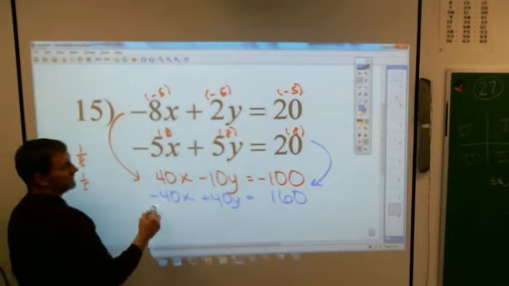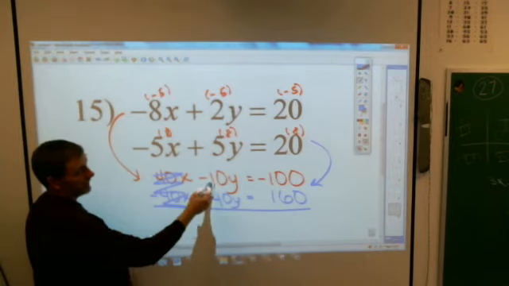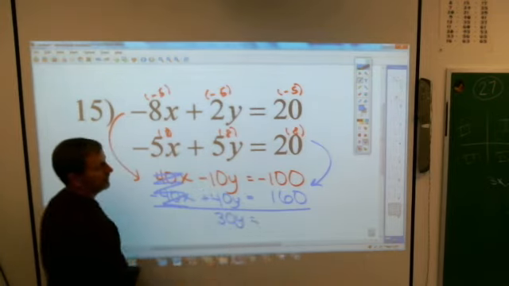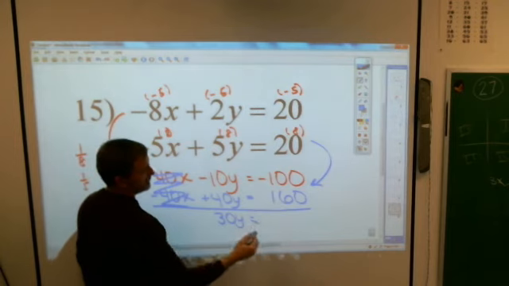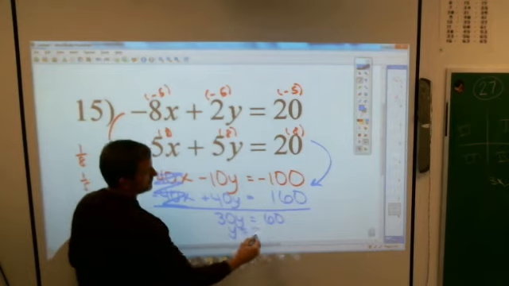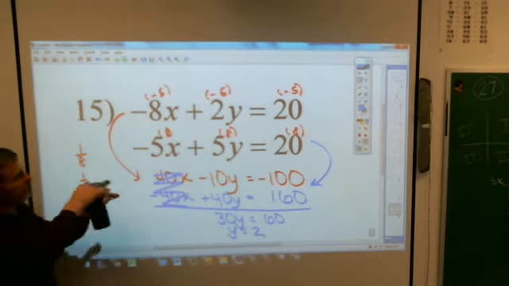40 minus 40 is nothing. Negative 10 plus 40, you get 30y. 160 minus 100 is 60. So y equals 2. And then you can take your 2 and put it in any equation you feel like.